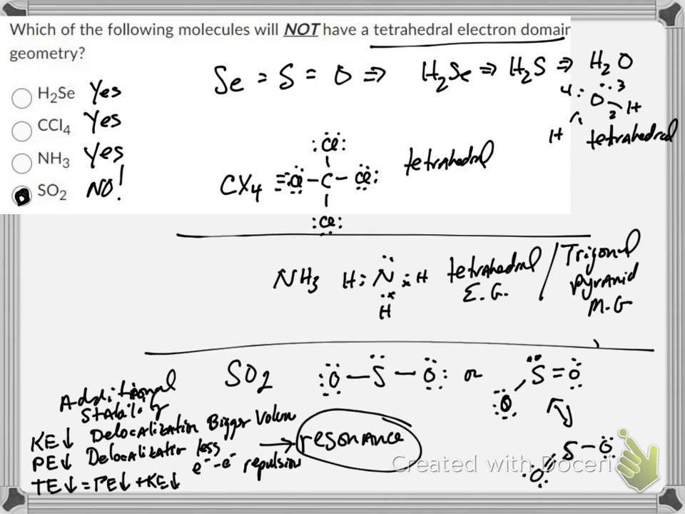And remember, any molecule that has resonance cannot be a tetrahedron. It has to be a trigonal planar, single bond, double bond molecule.